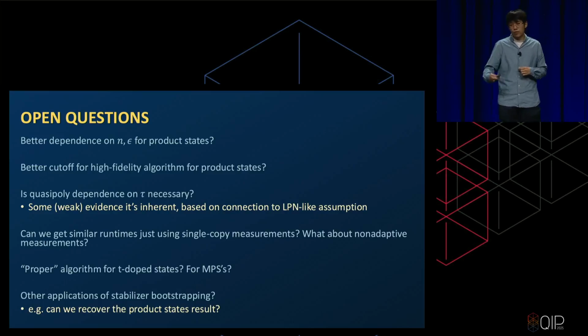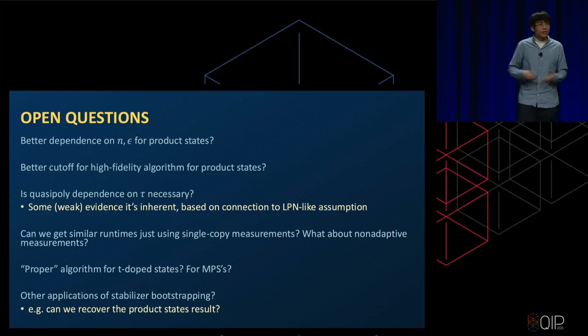There's also a question of proper learning. The algorithm that I mentioned briefly for learning T-doped states agnostically ultimately doesn't return a T-doped state. And similarly, you could ask the same question for matrix product states.